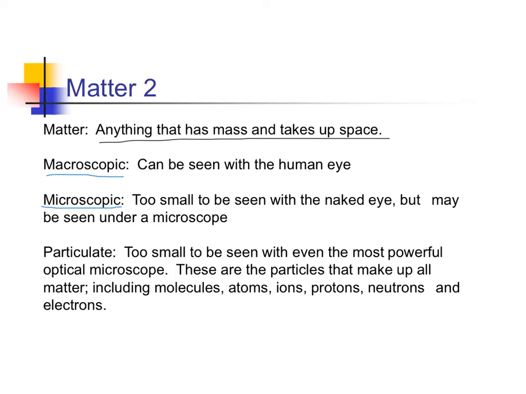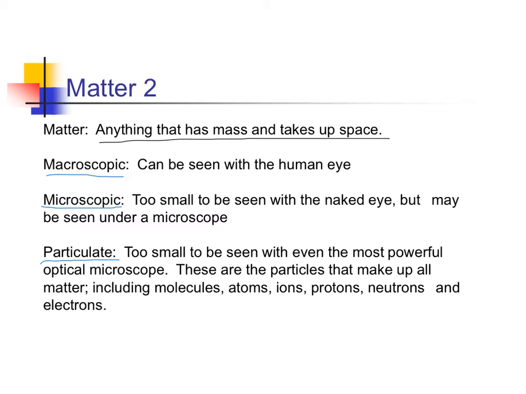With the scanning electron microscope, it can see all the imperfections on that piece of pencil lead. The particulate level, and this is actually what I feel makes chemistry sometimes difficult, is the fact that we can't see it with an optical microscope. You need to envision these things, imagine what they look like through artist depictions and other methods. They make up all of matter.